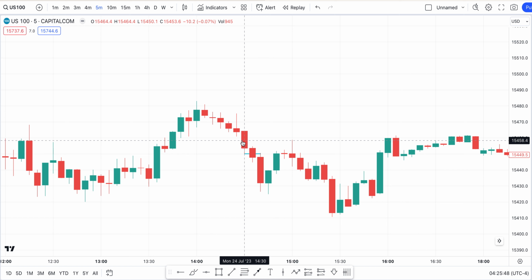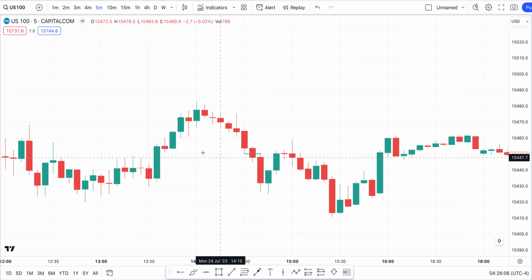So perfection is number 1. Number 2 is it has to have a fair value gap, and then number 3, the market has to trade above the high of this candle for it to be a bullish inversion fair value gap, and for a bearish inversion fair value gap we need a perfection.